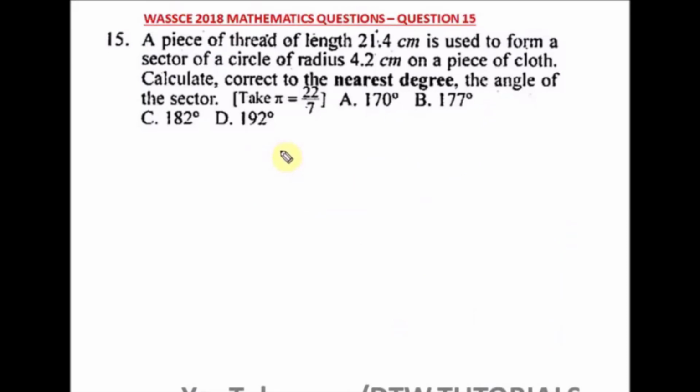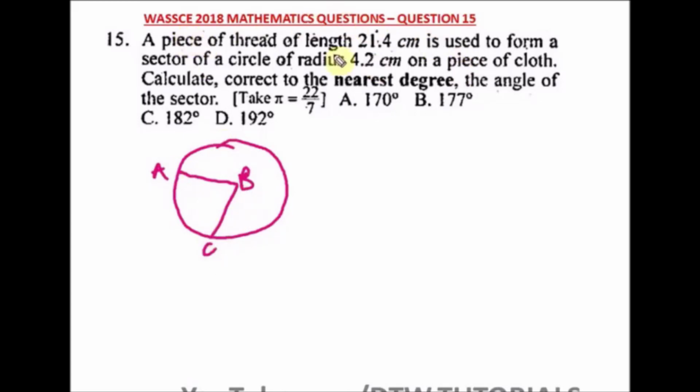Question 15 of the WASSCE 2018 Mathematics past question. That's a WAEC exam. The question says a piece of thread of length 21.4 centimeters is used to form a sector of a circle of radius 4.2 centimeters on a piece of cloth. So it's used to form a sector. Let's say we have a circle here, and this is the sector, A, B, C.